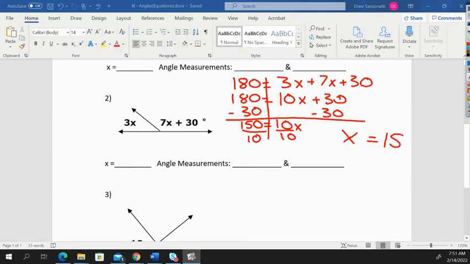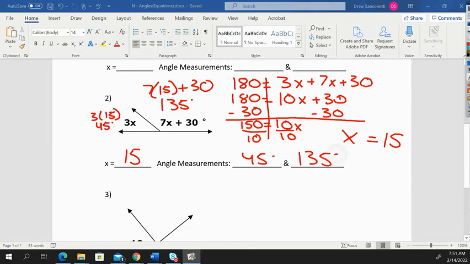And now that I know x is 15, I can find out what the angle measurements are just by plugging it in. I'll do 3 times 15 over here, which if you type that into your calculator is 45 degrees. So I know my one angle is 45. And then for this one, we'll do the same thing. We'll do 7, I'll take out x and put in 15, plus 30. If you solve this, you get 135 degrees. And we know that's correct because if you add those two up, they add up to 180, which a straight line has to equal because a straight line would be like doing half a circle, half a turnaround, which is 180. All right, let's look at our last one.